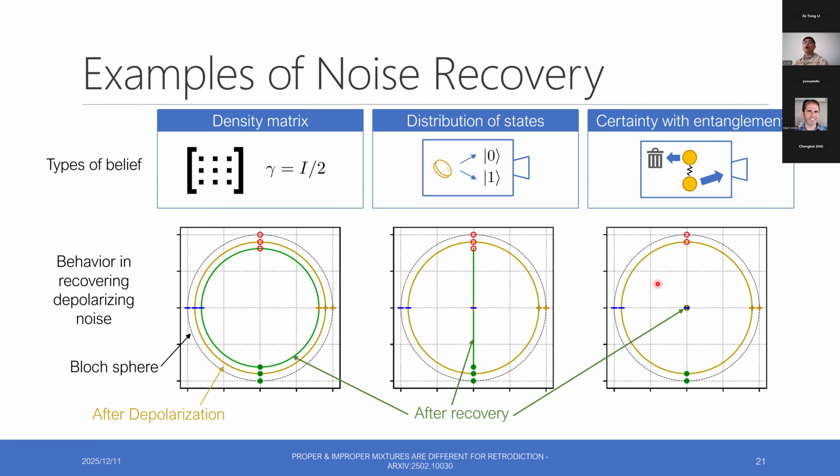And if our prior belief is a pure entangled state, then the recovery just doesn't do anything because everything will be mapped back to the original entangled state. And if you only consider the system of our interest, it will be a mixed state, which is at the origin.